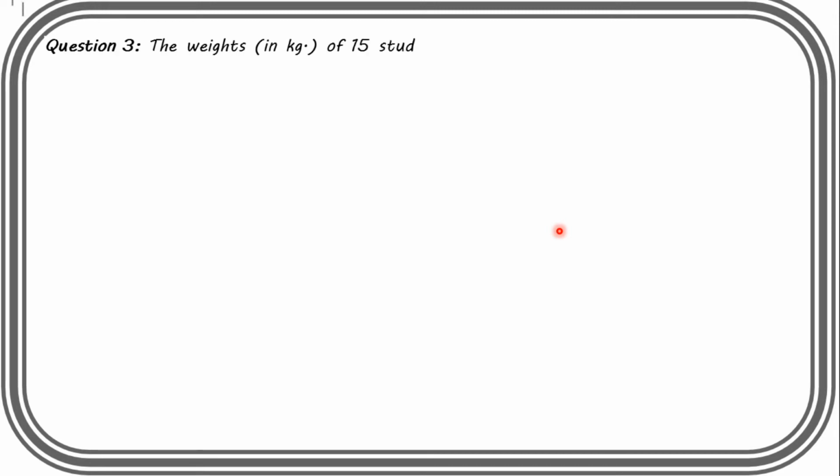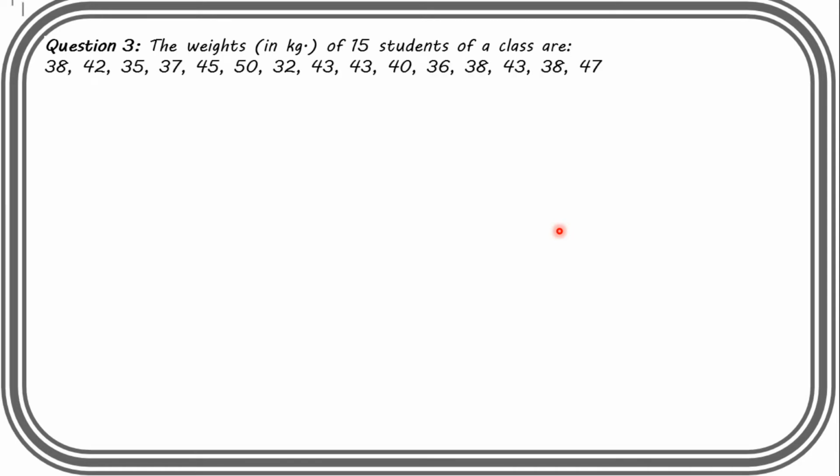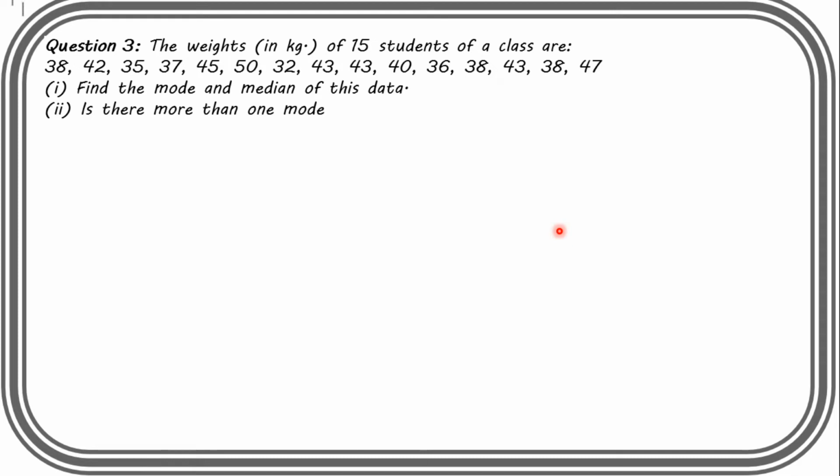The weights in kg of 15 students of a class are 38, 42, 35, 37, 45, 50, 32, 43, 43, 40, 36, 38, 43, 38 and 47. In this we have to find the mode and median of this data. Second, we have to tell whether there is more than one mode. In this condition we have more than one mode. Okay, let us see how we have to do it.